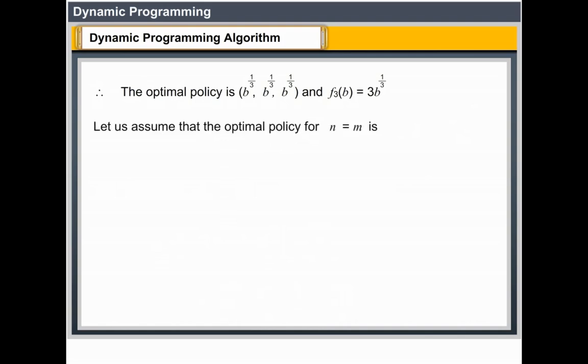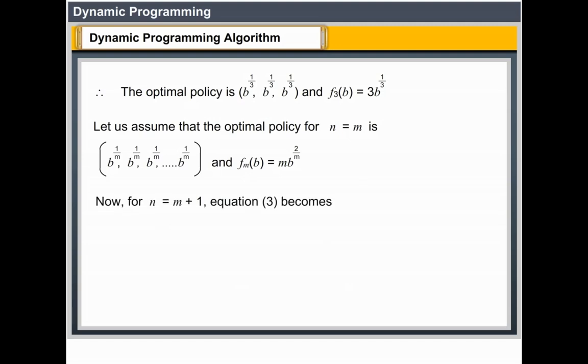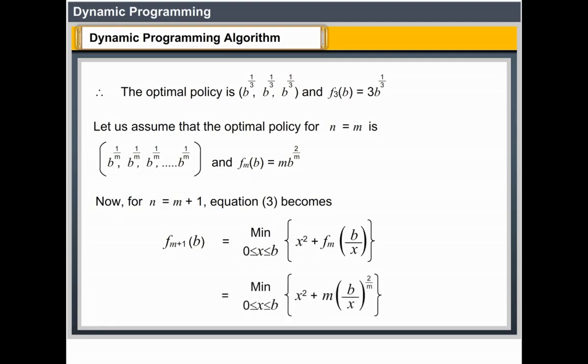Let us assume that the optimal policy for n equal to m is b power 1 by m, b power 1 by m, b power 1 by m, etc., b power 1 by m, and fm of b equal to m into b power 2 by m. For n equal to m plus 1, equation 3 becomes fm plus 1 of b equal to minimize, 0 less than or equal to x less than or equal to b, x square plus fm of b by x, equal to minimize, 0 less than or equal to x less than or equal to b, x square plus m into (b by x) whole power 2 by m.